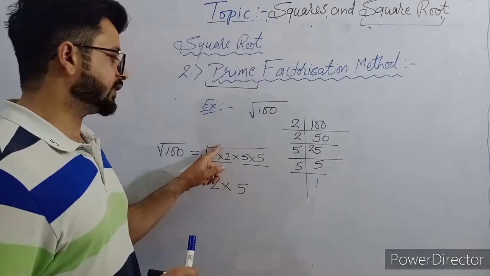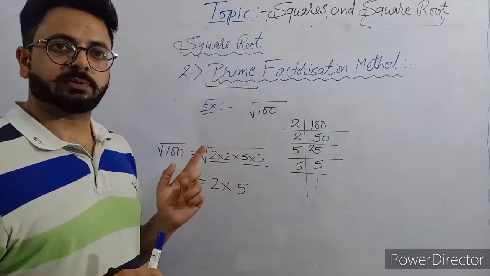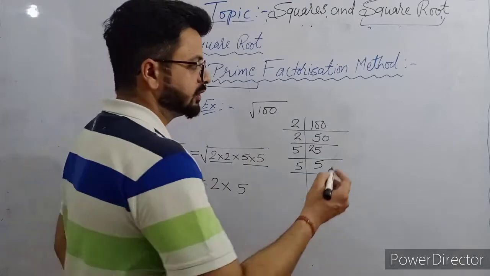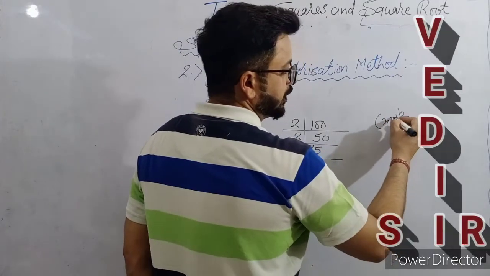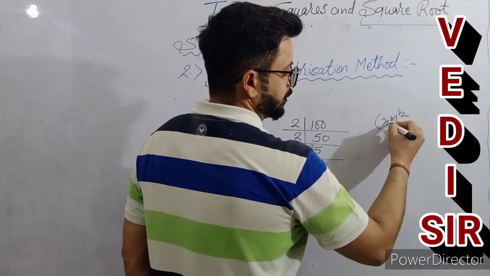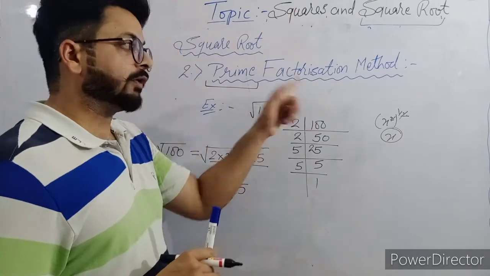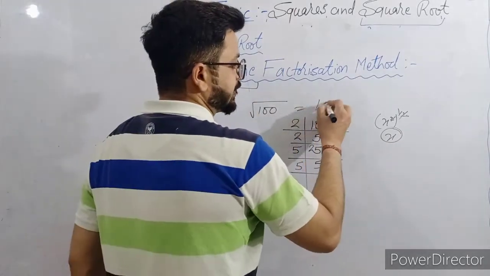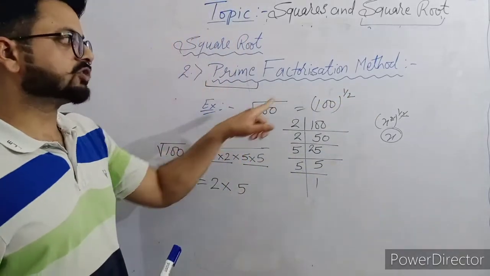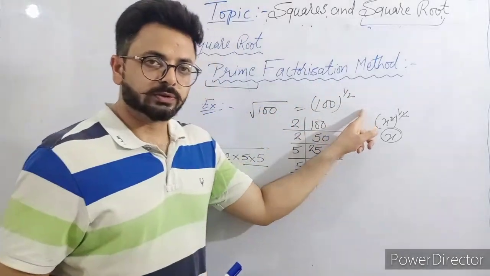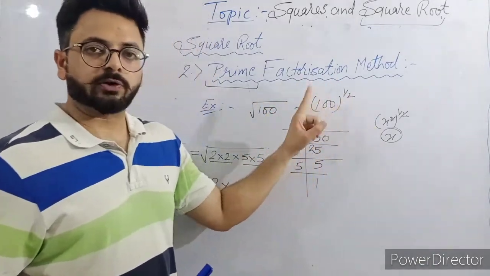The square power we can cancel, as we discussed in our previous chapter on powers and exponents. Suppose x squared raised to the power 1 upon 2. Powers will be multiplied, so the power will be cancelled and x will come. Square root means the power is half only. We can also say square root means power 1 upon 2. Very important point for you guys.